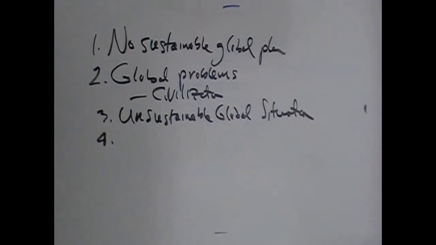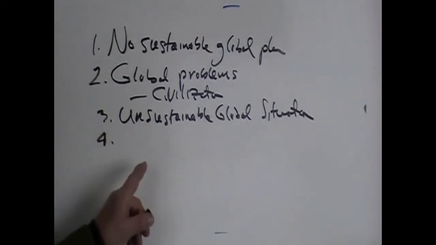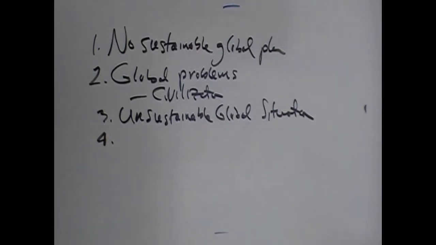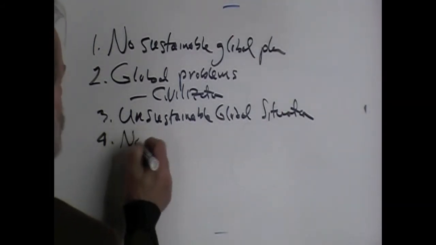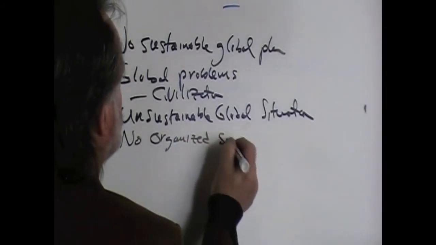So what? What about this? 4, these problems are so complex, so pervasive, and so huge in scope as to be insolvable by any one government or nation or combination of nations. Now, that's plenty to think about in itself, but consider this. Even if those problems were identified and the solutions were obvious. No organized solutions.